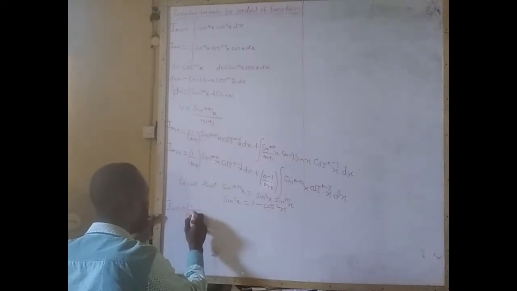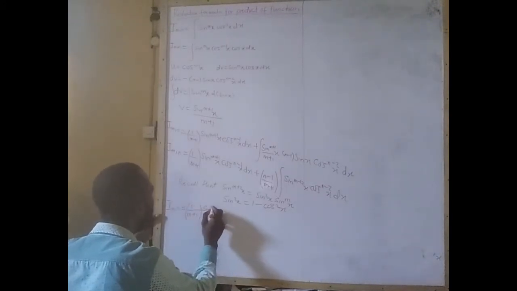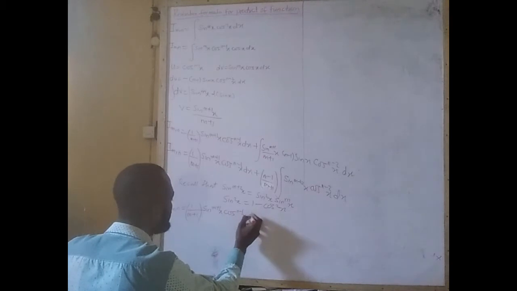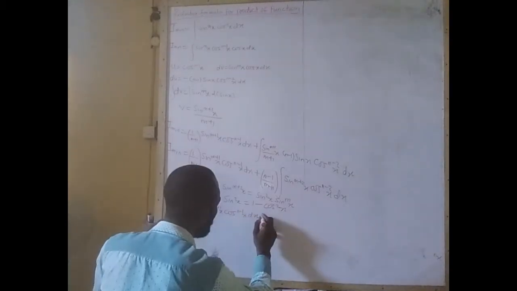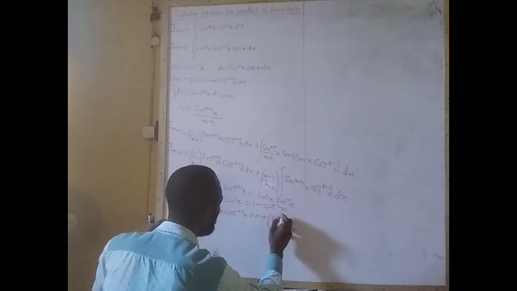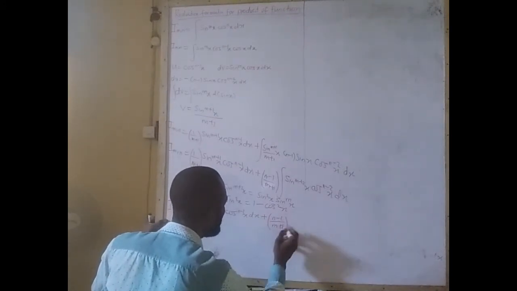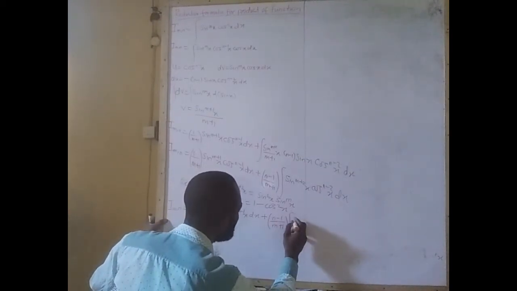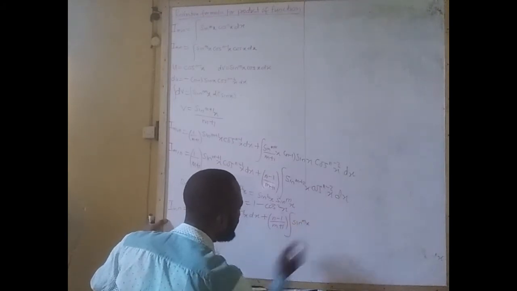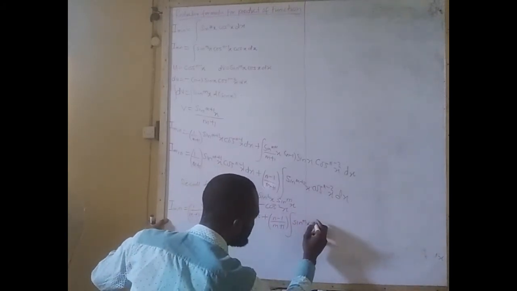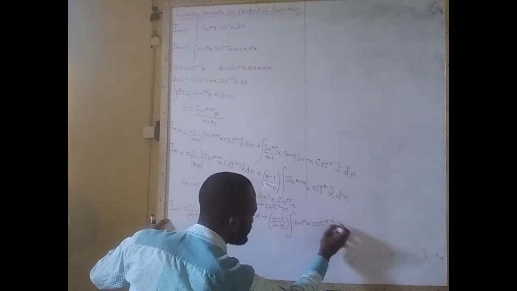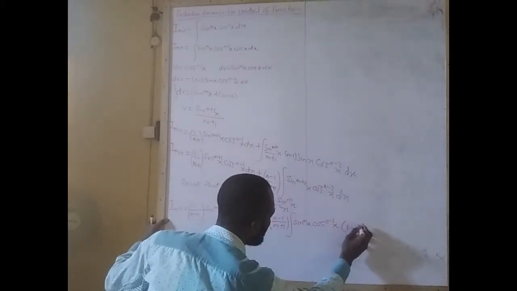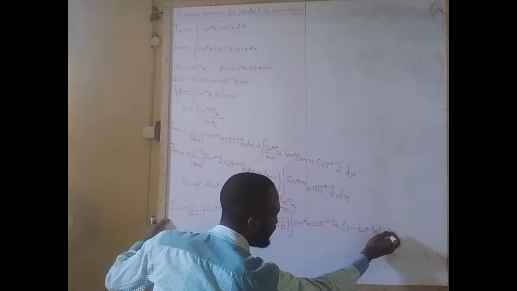1 over m plus 1 sin^(m+1) x cos^(m-1) x dx, plus (m minus 1) over (m plus 1) integral. I'm going to substitute this now. I'm going to have sin^m x cos^(n-2) x. Then I'm going to replace sin^2 x as 1 minus cos^2 x, everything multiplied by dx.